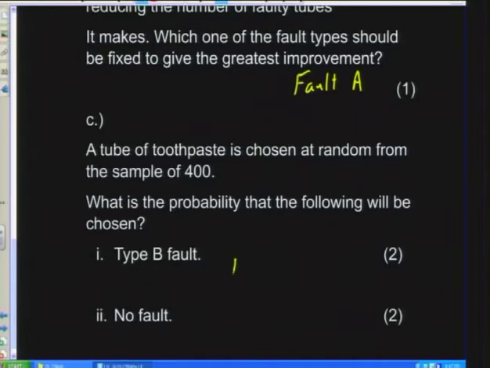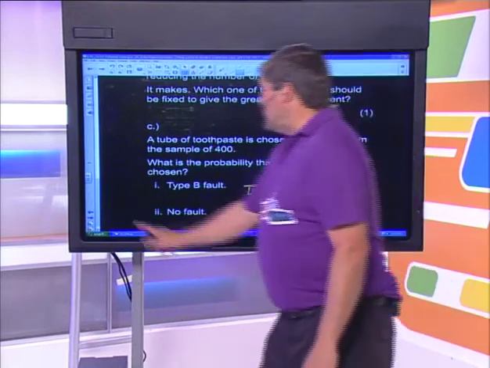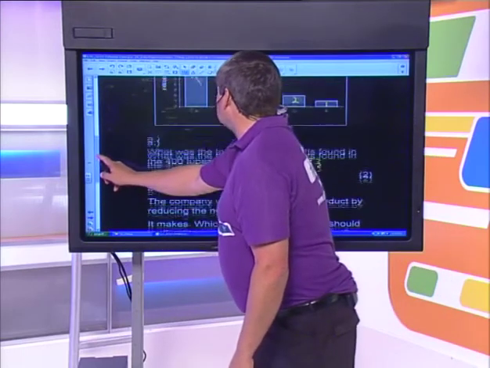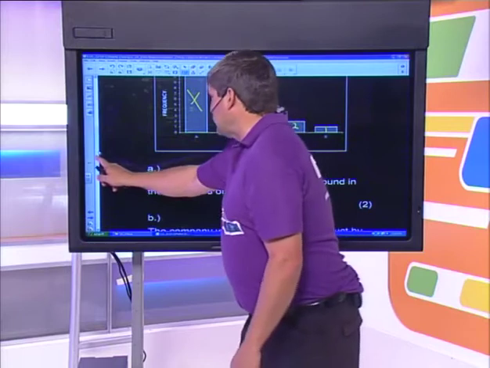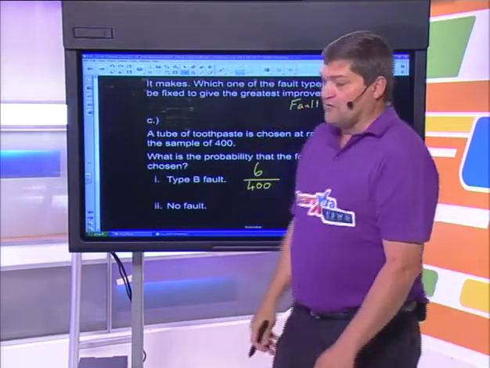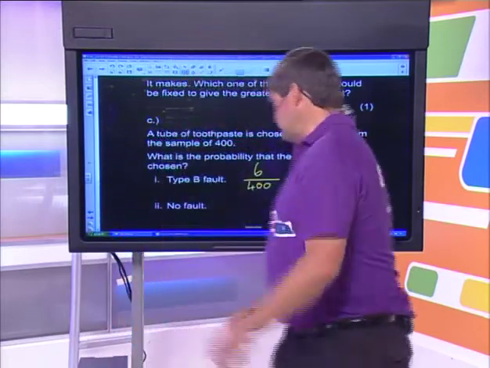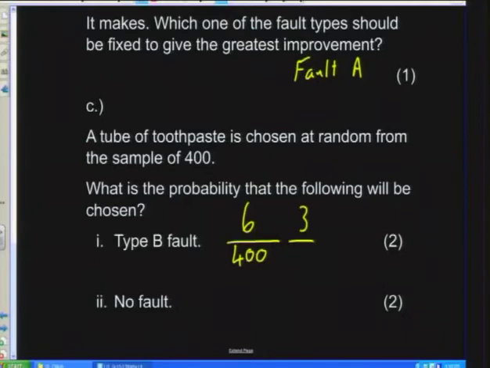Now remember, there are 400 toothpaste tubes. So out of the 400, how many had fault B? So let's have a look at it. 6 of them had fault B. So we've got 6 out of 400 that had a problem. Okay, and when we simplify that, we're going to get 3 out of 200.